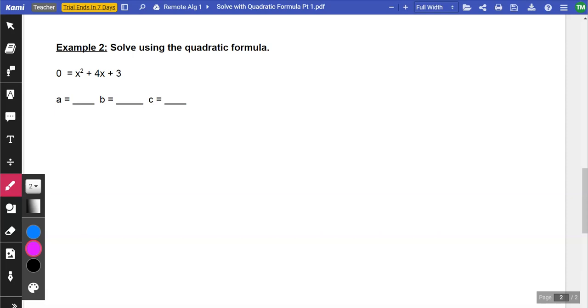So in example 2, you have the equation 0 equals x squared plus 4x plus 3. A would then be equal to 1, B is 4, and C is 3.